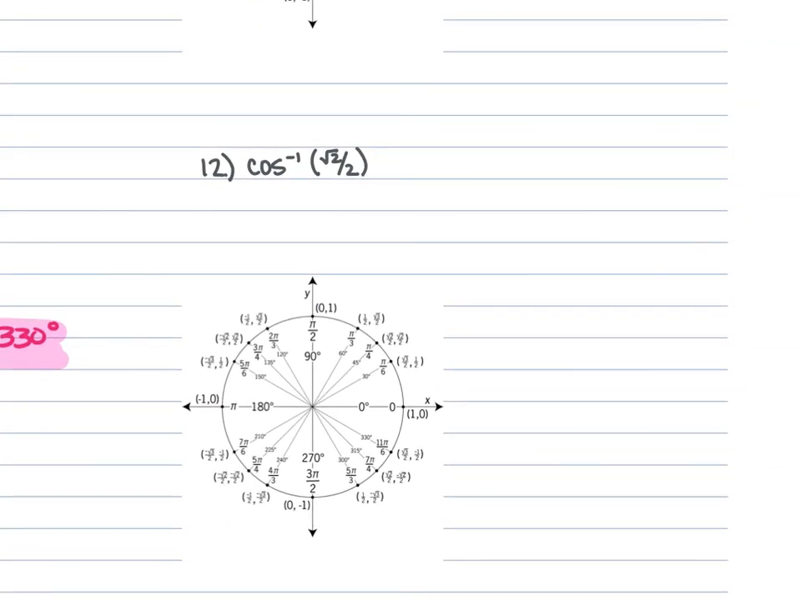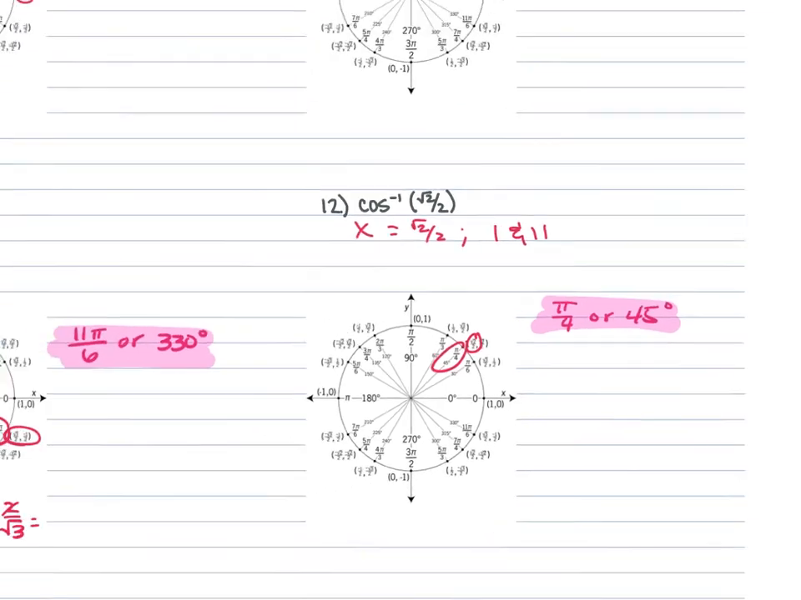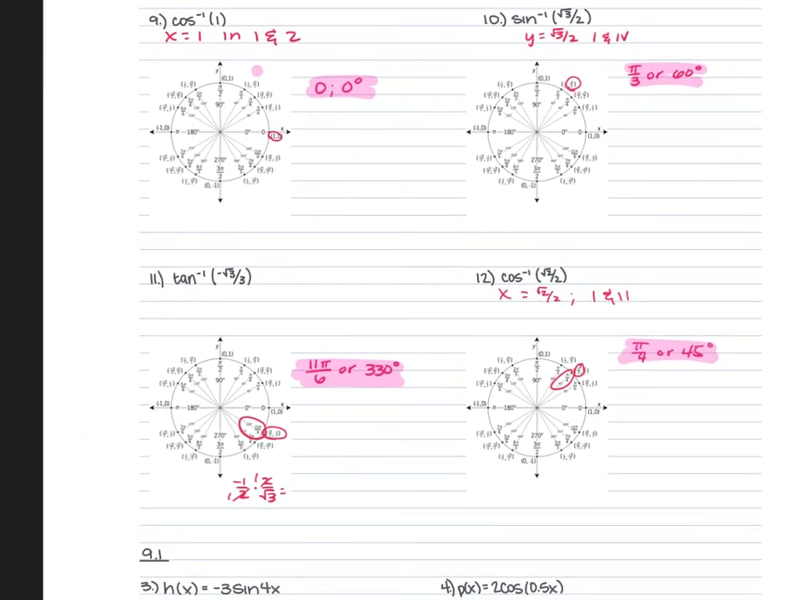And then for 12, we have the inverse cosine, so x is equal to the square root of 2 over 2 from the first or the second quadrant. So the x value is positive. It's going to come from the first quadrant. Square root 2 over 2 is here. We're working with pi over 4 or 45 degrees. So I'm actually going to go back to that first page.